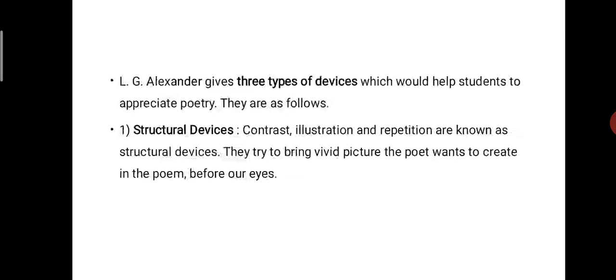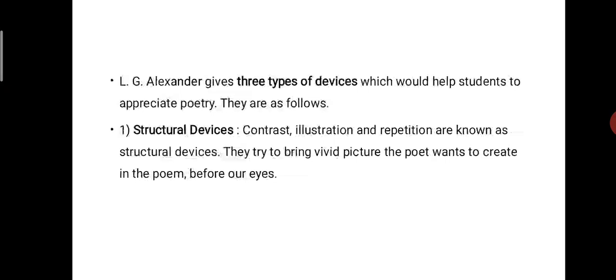L.G. Alexander gives 3 types of devices which would help students to appreciate poetry. They are as follows. First, structural devices: contrast, illustration, and repetition are known as structural devices. Those are related to the structure of the poem. What kind of structure is used in the poem is a part of critical appreciation. They try to bring the vivid picture the poet wants to create in the poem before our eyes.